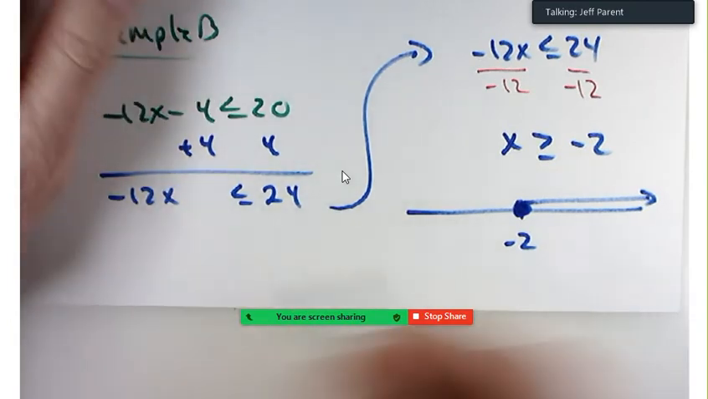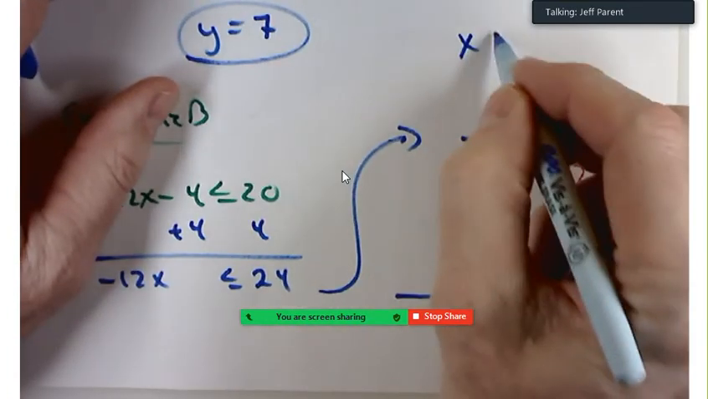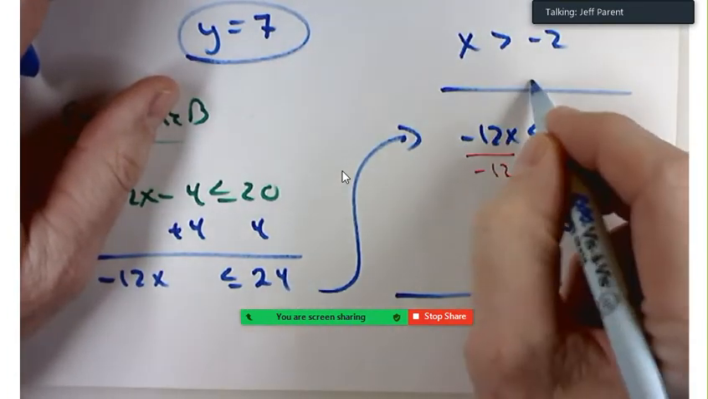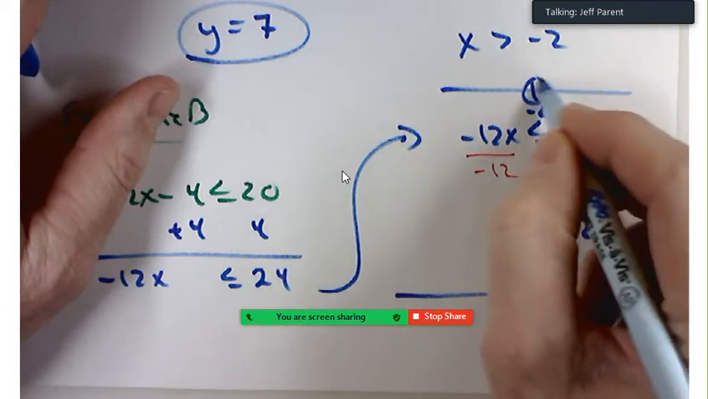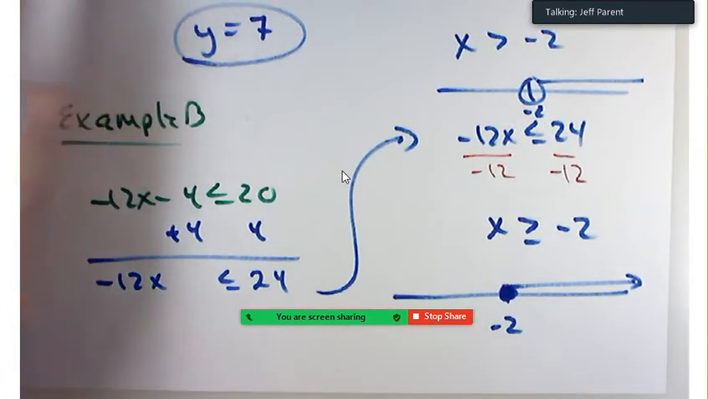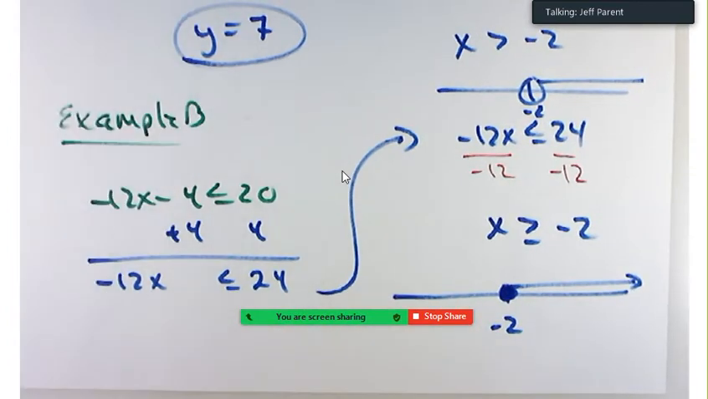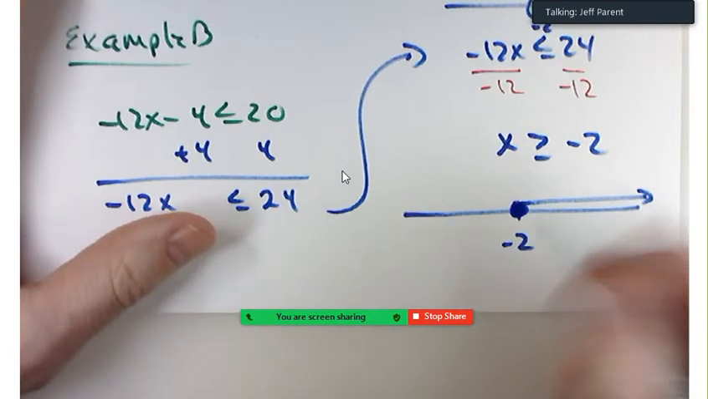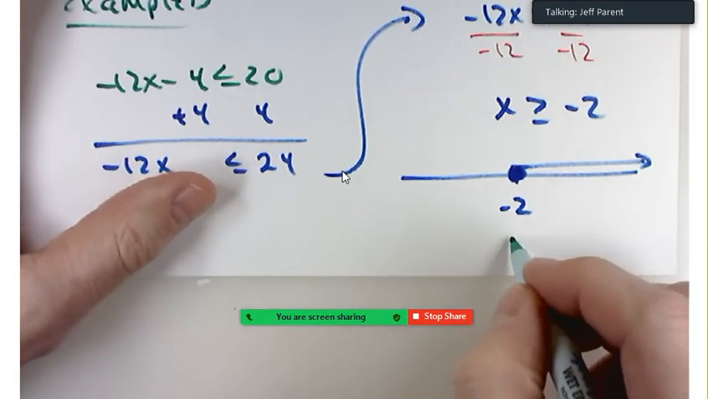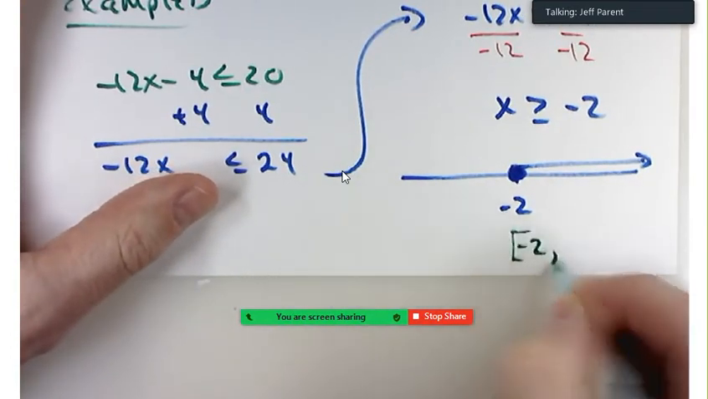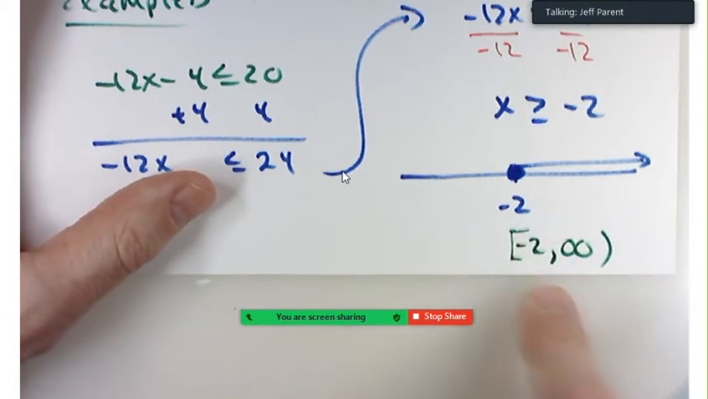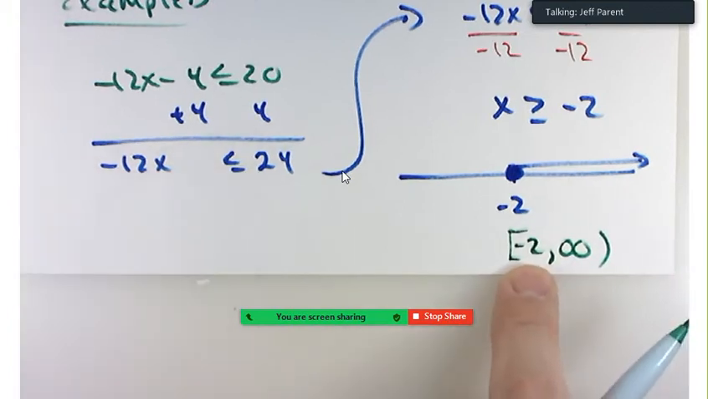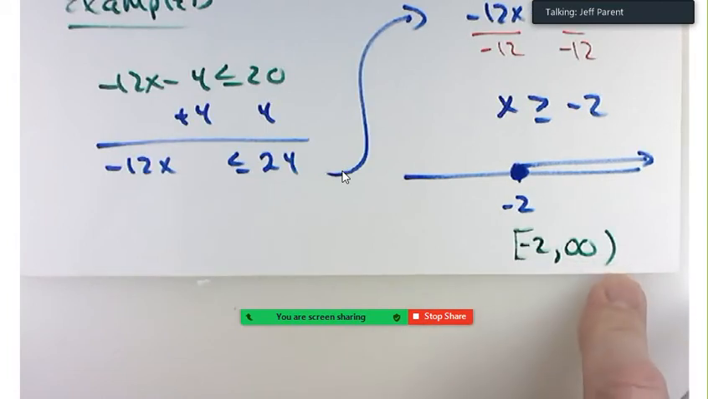If I had, say, just x is greater than negative 2, then the difference here would be I'd be using a hollow dot. Now, some people use brackets and parentheses here. That's okay. The brackets come from our bracket notation or our interval notation. The interval notation from this would be negative 2 to infinity. So you're including the negative 2 by using a bracket here. Infinity and negative infinity always get a parenthesis.